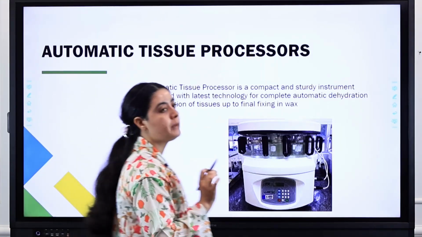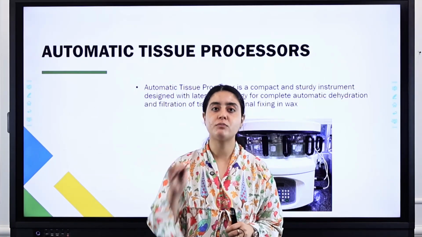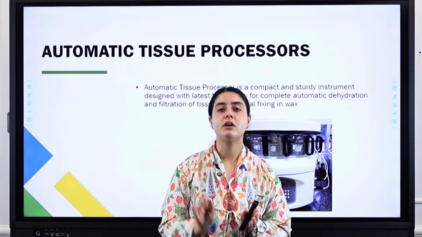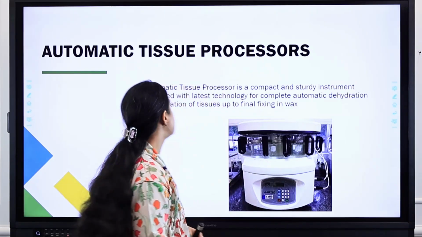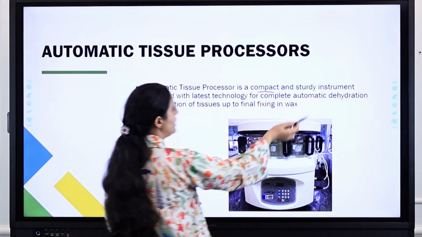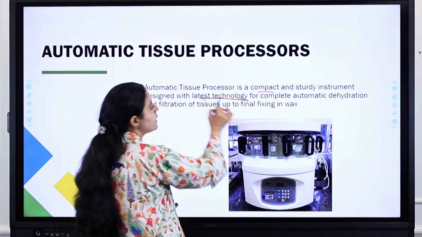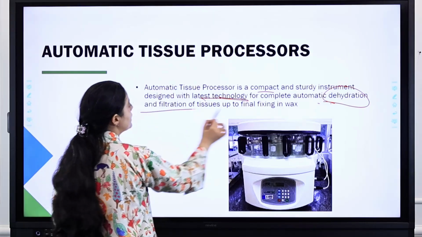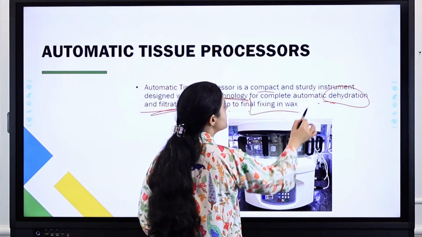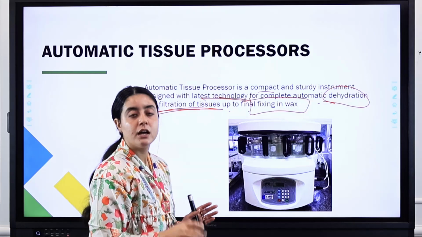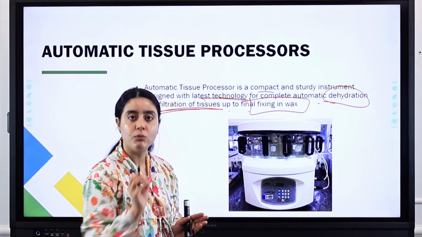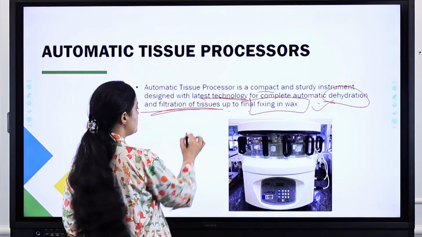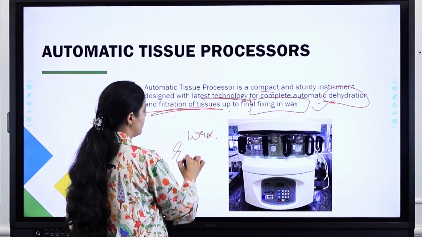Then we have the automatic tissue processor. See, there are a number of procedures of tissue processing, but they are manual. We also have an automatic tissue processor with us. The automatic tissue processor is a compact instrument designed with the latest technology for complete automation, dehydration and filtration of tissues up to the final fixing in the wax. In this machine, every step will be performed automatically, from the dehydration till fixing the tissues in the wax, or embedding.